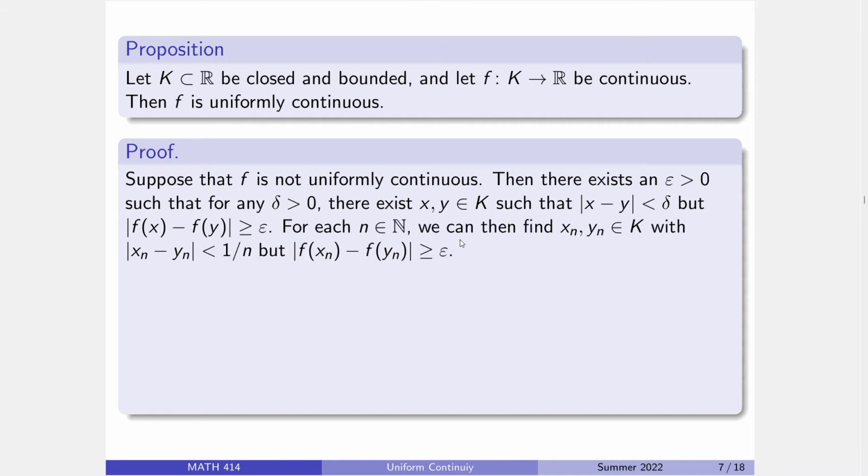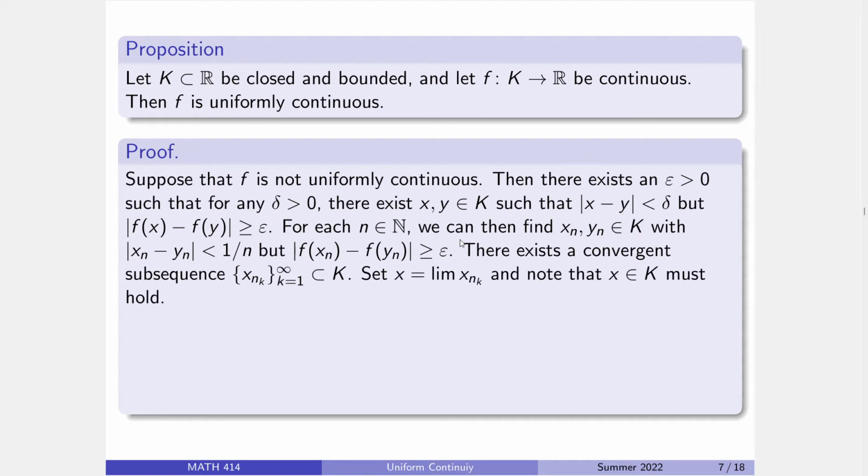All right. So, as I've already spoiled, we're going to pass to a sequence. For each n, that means we can find an x sub n and a y sub n, so that x sub n and y sub n are within 1 over n, but their outputs are always greater than epsilon. Okay, so the sequence x sub n lives in K, K is bounded, so that means there is a convergent subsequence. Let x be its limit, and note that x must be in the domain here, because it is closed, so limits do not escape the set.